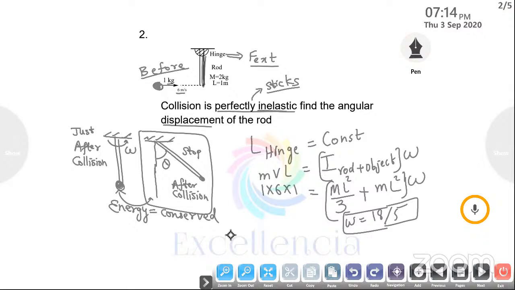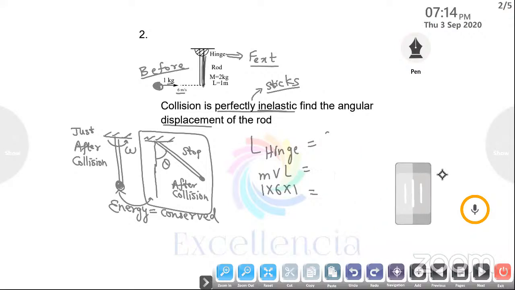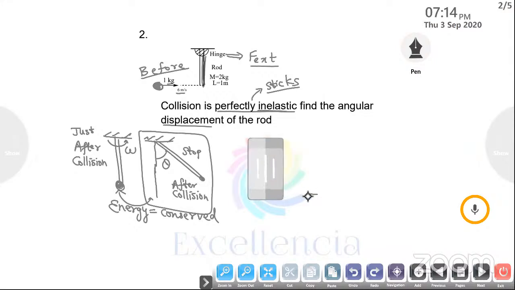Okay, so let me remove this. So you know the angular velocity. Now let us conserve energy. Initially, what kind of energy did it have? Half I omega square. Only rotation. Afterwards it stopped. Everything became potential energy. All the energy is getting converted to potential energy.